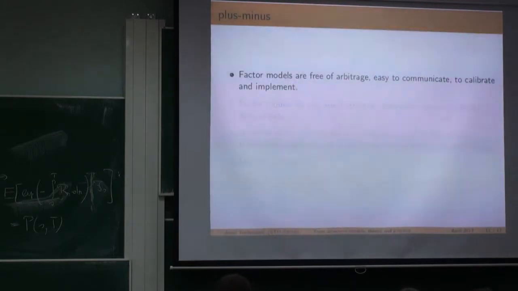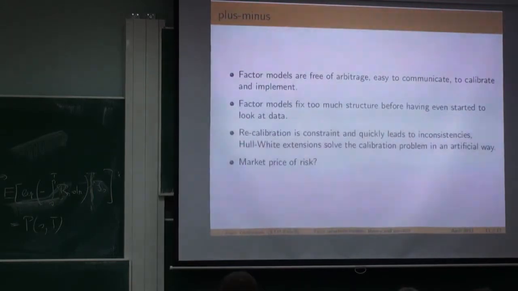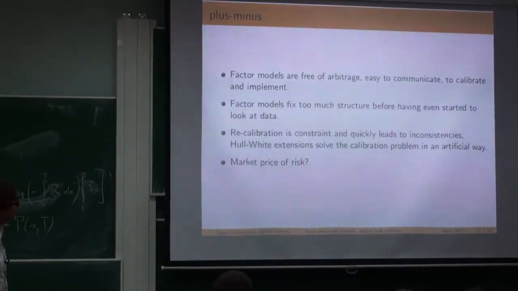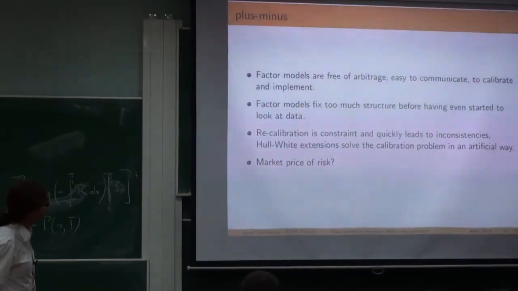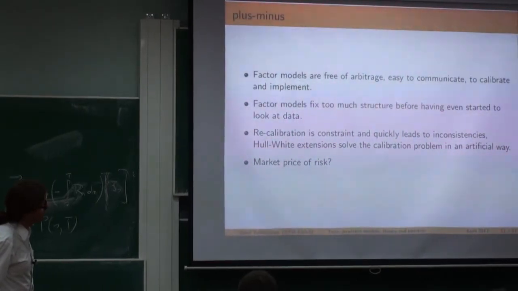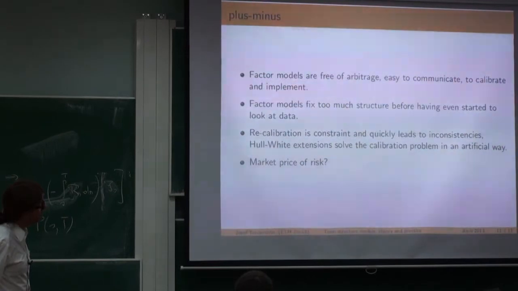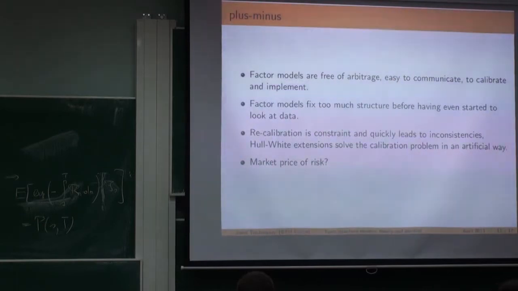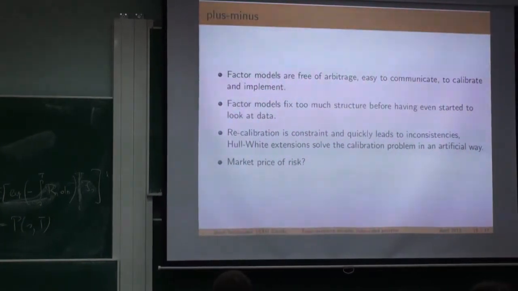So apparently the pluses and minuses are the following. The models are free of arbitrage, easy to communicate, to calibrate, and to implement. But there is too much structure fixed at the beginning. Recalibration is quickly leading to inconsistencies, and Hull-White extensions do not solve these inconsistencies, only in an artificial way. I don't talk about the so-called market price of risk. This is the difference between P and Q, which we did not even talk about.